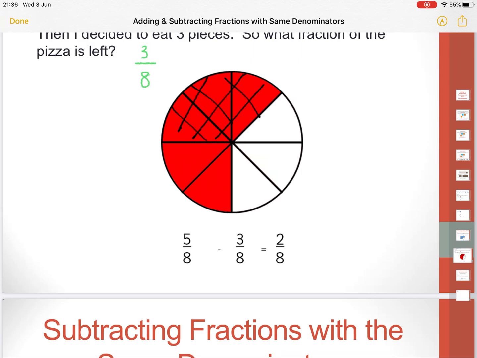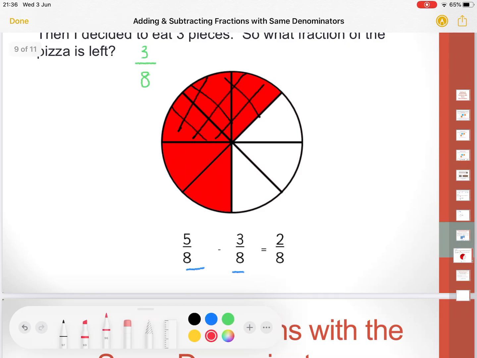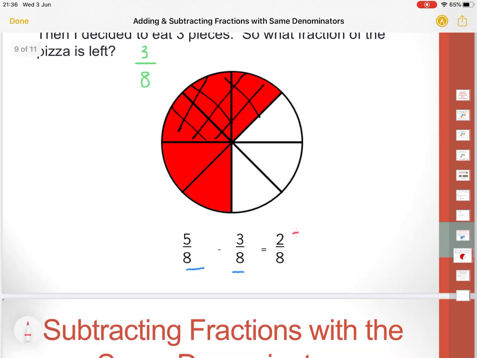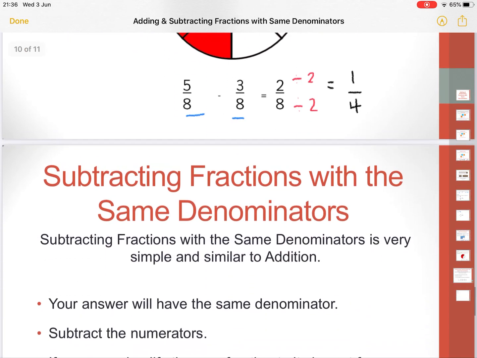The denominators, boys, are the same. Look, the denominators are the same. So what is happening? I am subtracting the numerators only. 5 minus 3, 2 8s. Now, 2 8s can be simplified further. They are both multiples of 2. So I'm going to divide top and bottom by 2. 2 divided by 2 is 1. 8 divided by 2 is 4. So 2 8s is equal to 1/4.